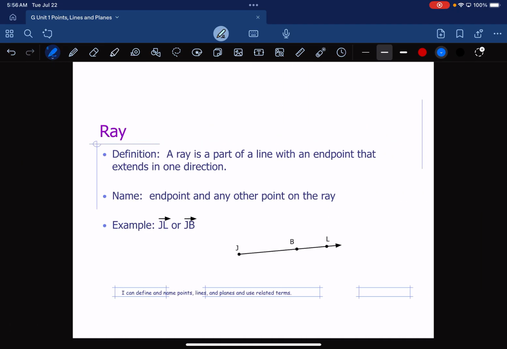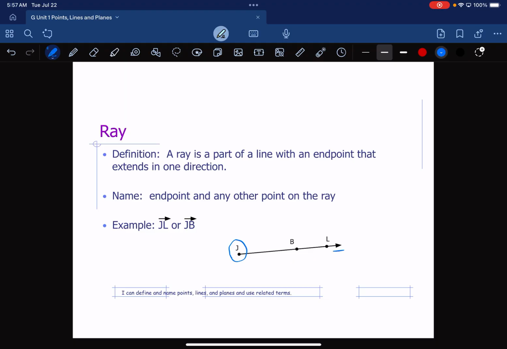A ray. Well, a ray is just part of a line. It's got an endpoint, and then it goes forever in one direction. So it's literally not half of a line because lines don't have any length, so you can't really cut it in half. But it just starts at a point and goes forever in one direction. So if you'll notice, this particular ray starts at J, and then it goes to the right towards B and L. You can see the arrowhead here on the end telling us the direction it goes.